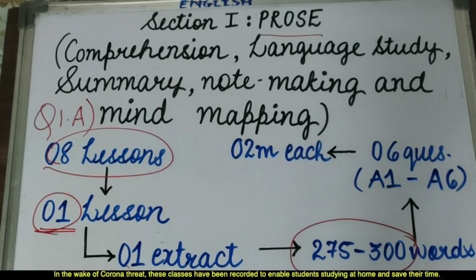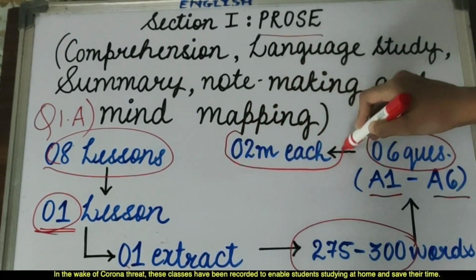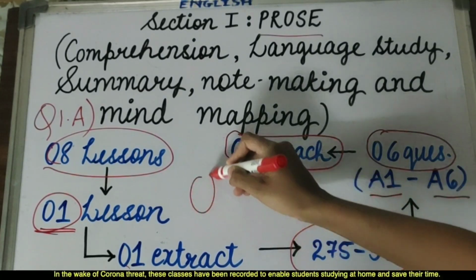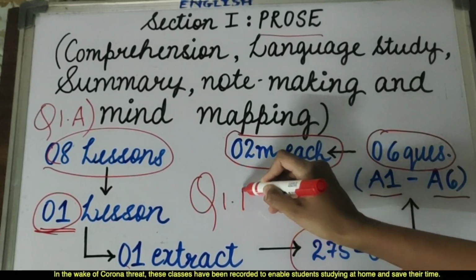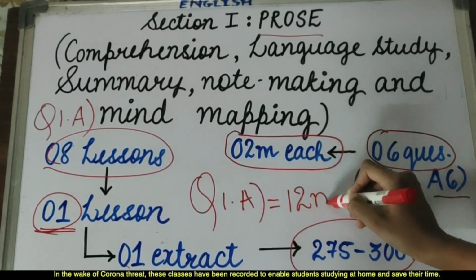How many questions will there be? A total of 6 questions will be there, from A1 to A6. How many marks are these questions? Each question carries 2 marks. So 6 questions are there from A1 to A6 and each question carries 2 marks. So the total marks distribution for question number 1A is 12 marks.